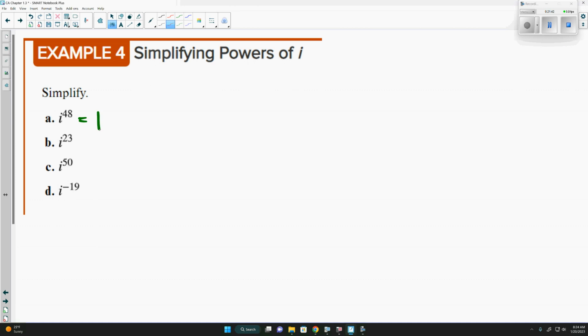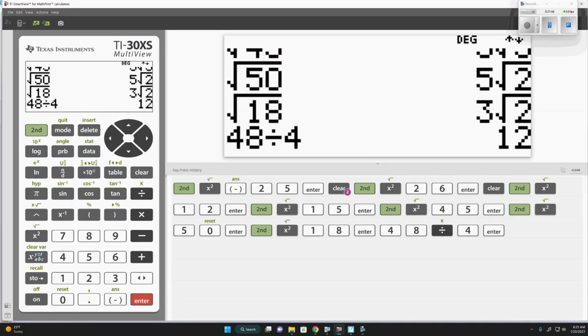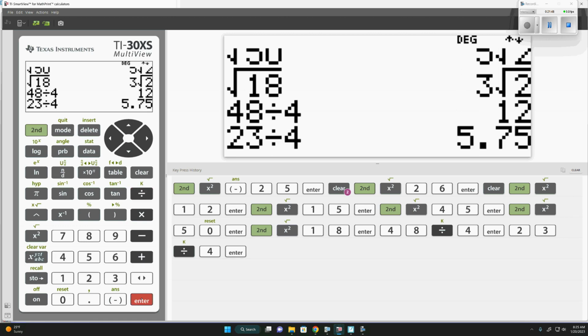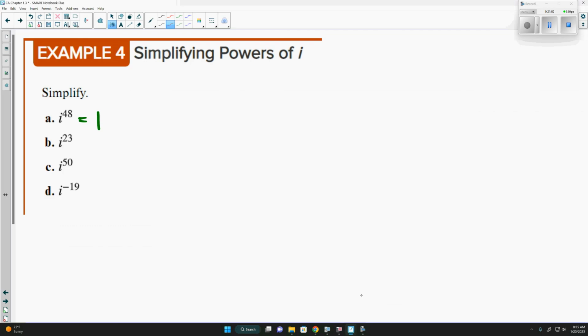And we do the same thing with the 23rd. i to the 23rd, divided by 4, and we get 0.75. So that tells us this is negative i.